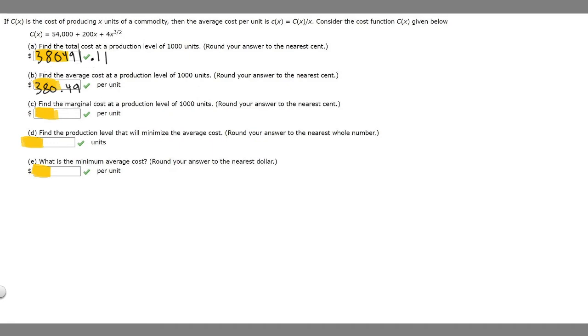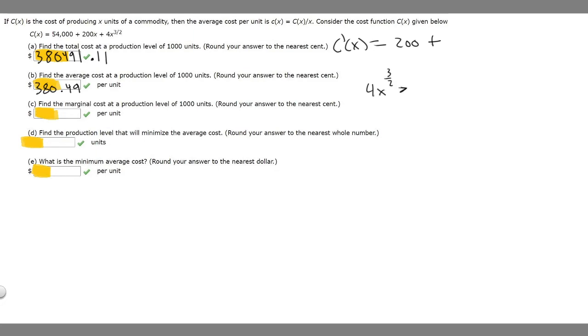And so now what we want to do is find the marginal cost at a production level of 1,000 units. So in order to find this, what we want to do is just take the derivative of this function, and then we're going to plug in 1,000. So what is the derivative of this? Well, C prime of x is going to be equal to, well, the derivative of 54,000 is 0, so it's going to be 0, but we're not going to write it. The derivative of 200x is just 200, plus the derivative of 4x to the 3 over 2.